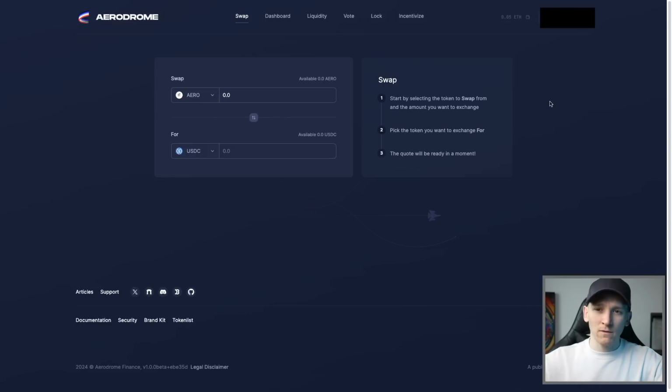Both wallets are great. They support the Base network, and those videos show you how to add the Base network to MetaMask if you need. But assuming you have a wallet set up, we can connect to Aerodrome now.